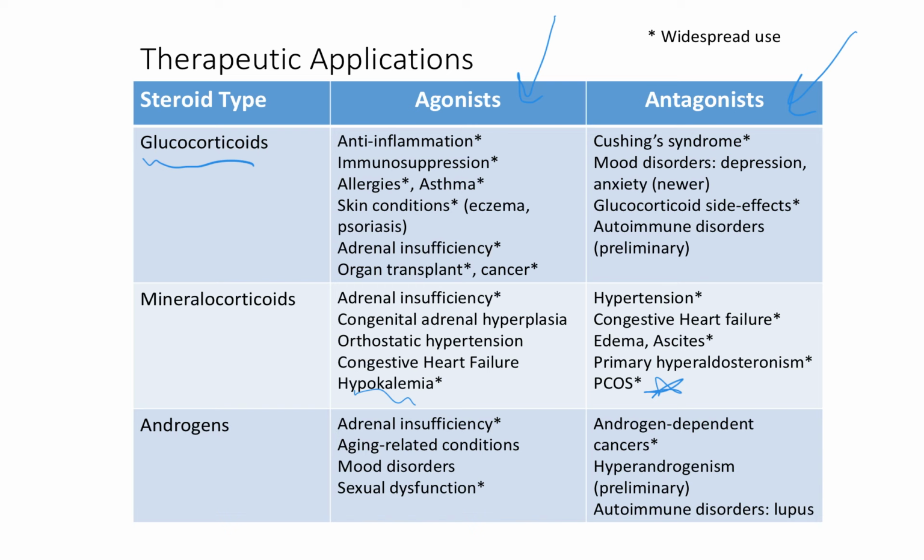With androgens in insufficiency states, we want to give an agonist, for different age-related conditions associated with cognition, mood disorders, and sexual dysfunction, specifically with libido. Antagonists would be mostly for androgen-dependent cancers, hyperandrogenism, though that data is more preliminary in nature, and then autoimmune diseases like lupus. So we're talking mainly about, again, increasing activity or replacing a hormone, or blocking activity.